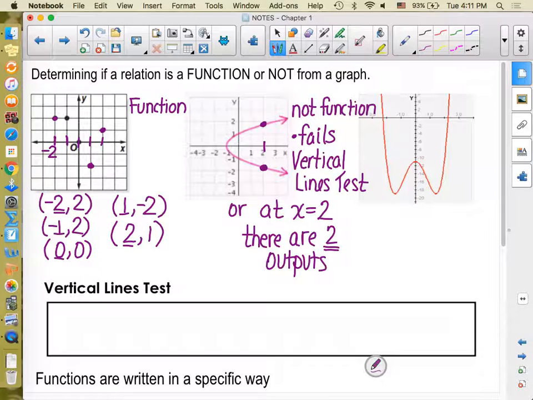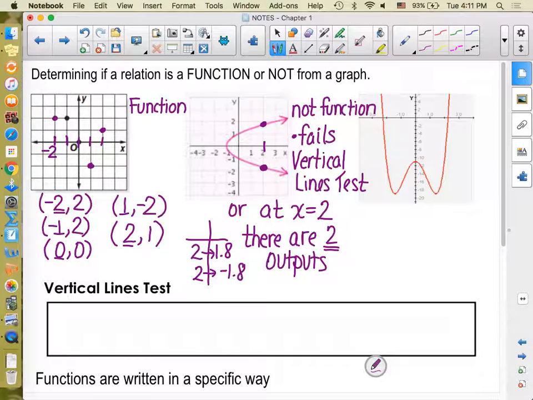So if I were to do a mapping of that, my mapping at 2 would output 1.8, and a mapping at 2 would also output negative 1.8. And we know from our mappings that that's not allowed, that would fail. So the vertical lines test is something you can say is the reason it's not a function, or you can explain something that's happening at a particular data point.